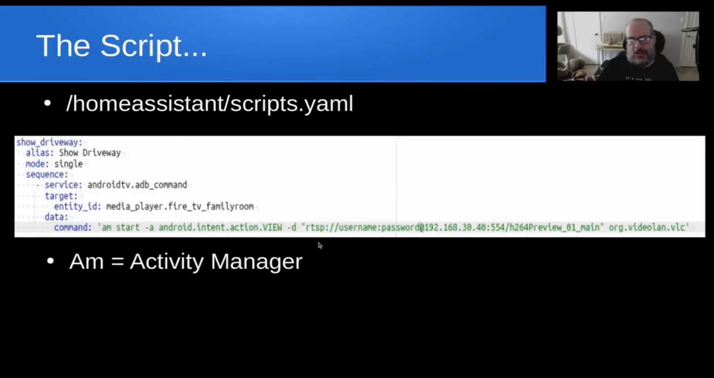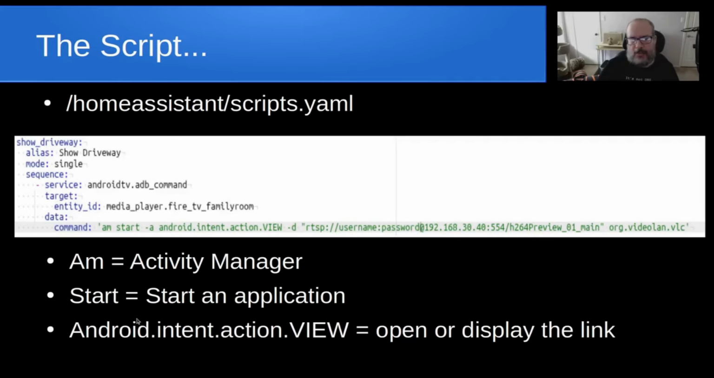So what that command is, first of all, it has the keyword AM, and that stands for Activity Manager. So Activity Manager is the mechanism by which we deploy commands to the Android debug bridge. Secondly, we have the command start, and start says we're going to start a particular application. And then I have the activity, and that's what -a means, of android.intent.action.view, and that's either going to open or display a particular link.